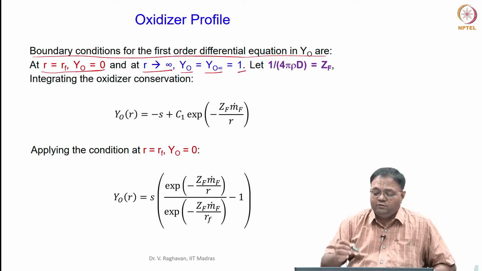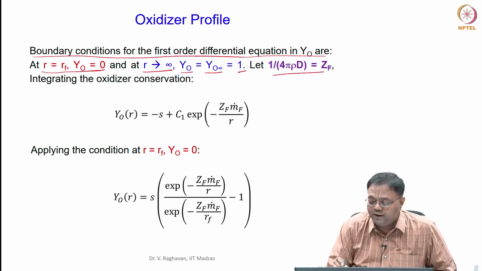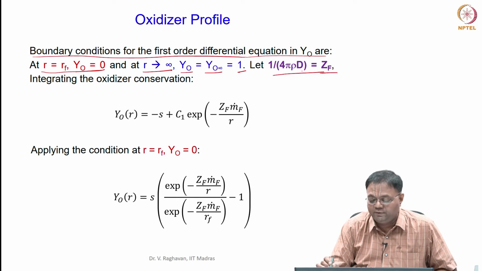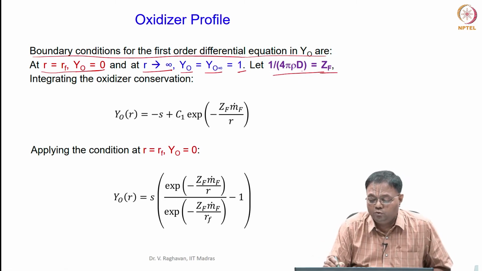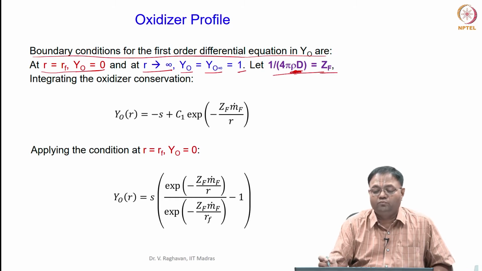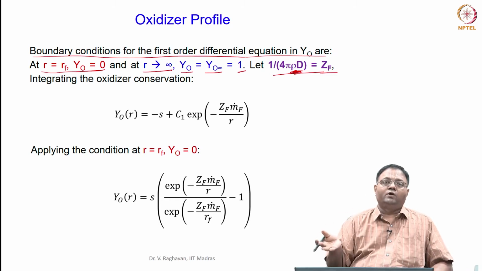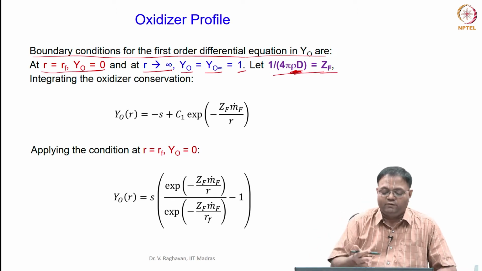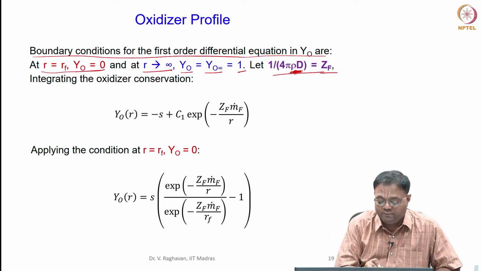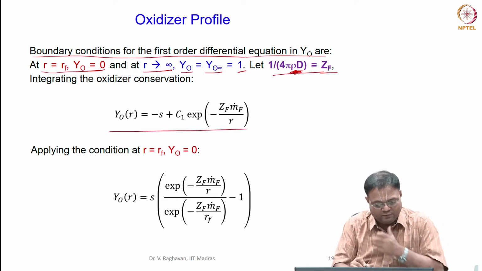So now again the property 1 by 4 pi rho d, which is already defined as ZF. I am keeping that same here, because the rho d is constant here. So rho d for fuel or rho d for the oxidizer are the same. So it's only ZF, which is already defined. So that variable is used here.